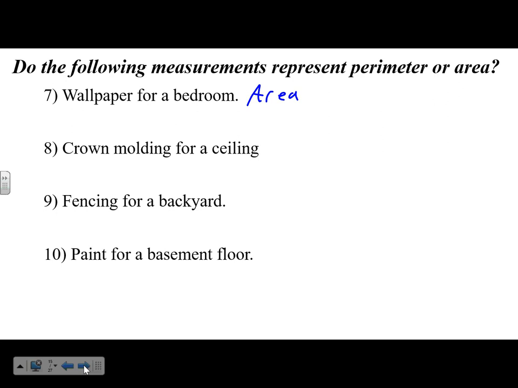Crown molding for the ceiling. Crown molding is, if you look on your ceiling, it goes around the top edges. If it goes around the top edges, it doesn't take up all the space. It doesn't cover the whole wall or the whole ceiling. That's perimeter. Spelled wrong.